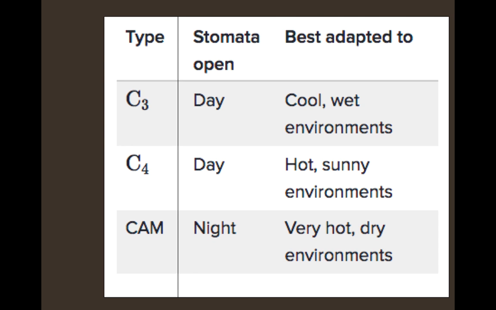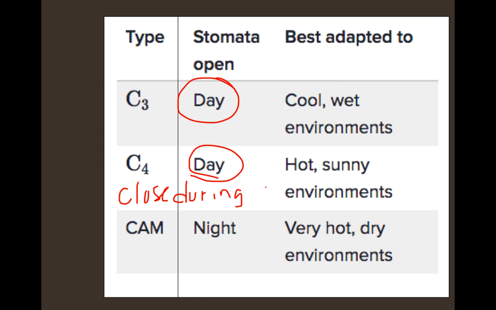C3 plants are our typical normal plants. Their stomata is open during the day and they live in cool, wet environments. C4 plants can still open it during the day. They live in hot, sunny environments, but they can also close during the day if needed. CAM plants are never open during the day, only at night, and they live in very hot, dry environments.